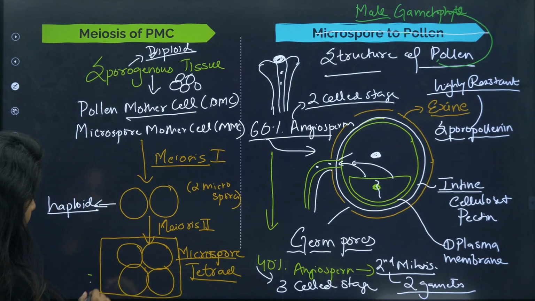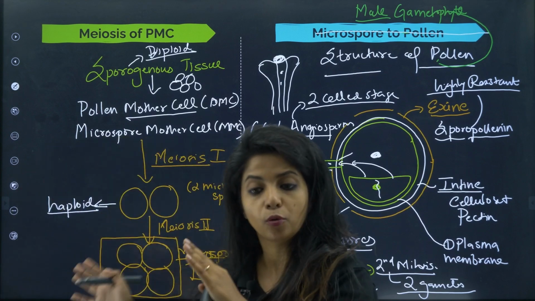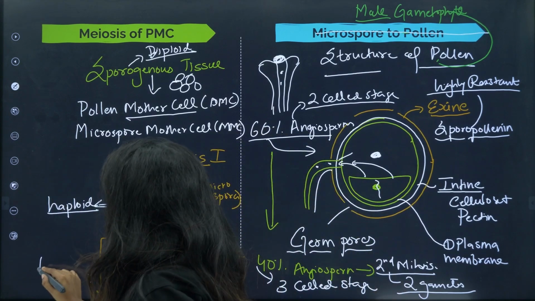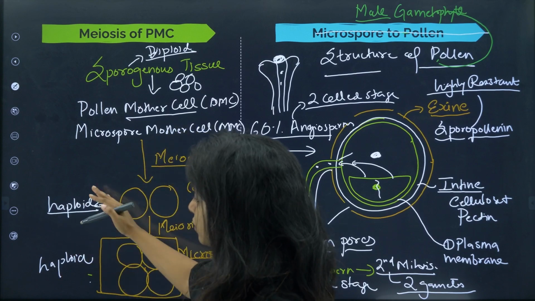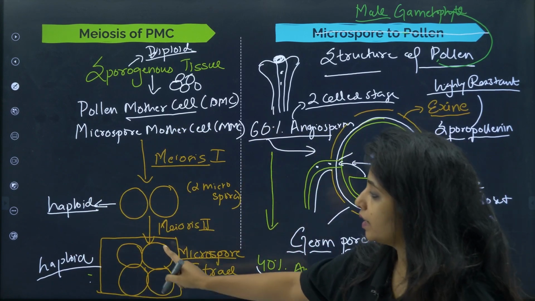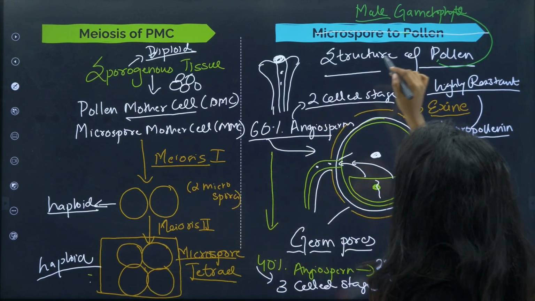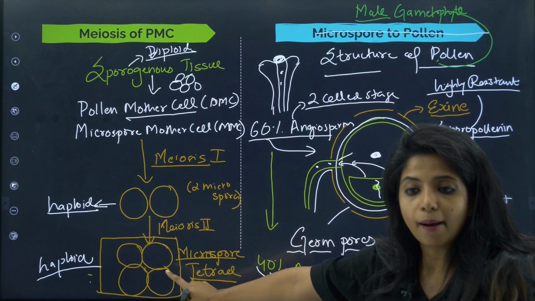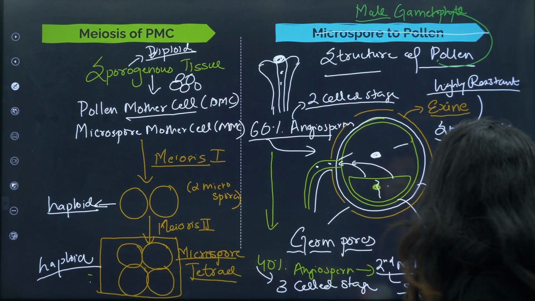Going ahead, in meiosis 2 what will happen? Does it get more half? No. In meiosis 2 the number of chromosomes remains the same. So if it was haploid over here, in meiosis 2 also it will be haploid. That means each of the microspore tetrad will be having a haploid nucleus. The pollen will also be having a haploid nucleus. So this will be a haploid cell, this will also be a haploid cell.